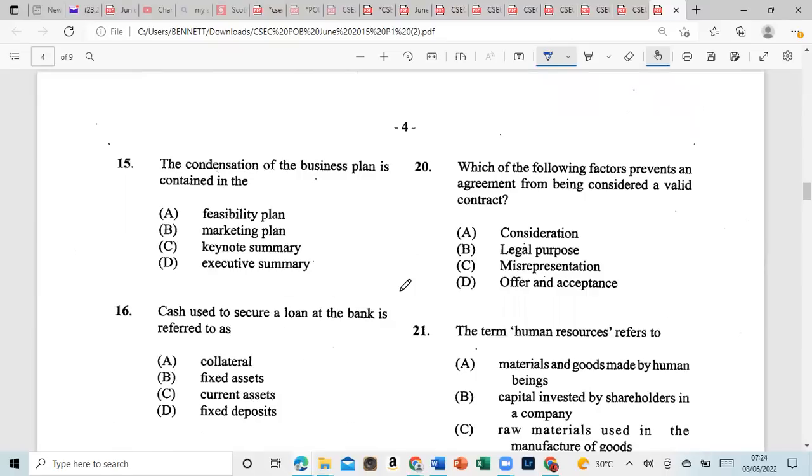So far, so good. The condensation of the business plan is to contain its feasibility plan, marketing plan, keynote summary, or is it the executive summary?